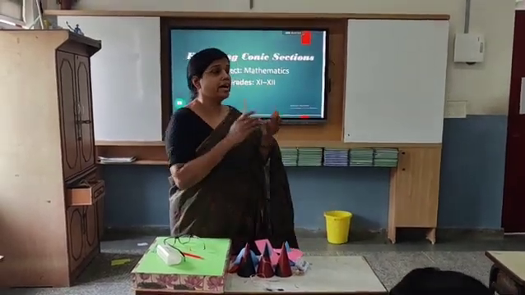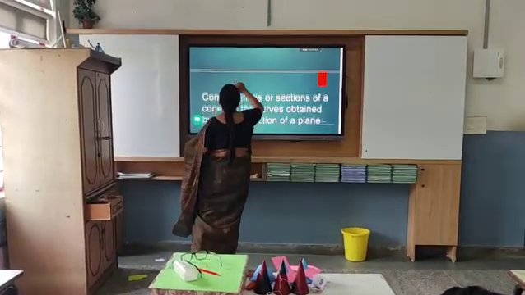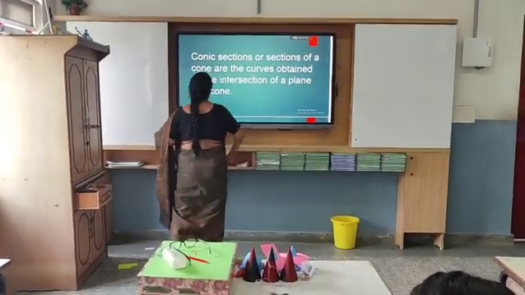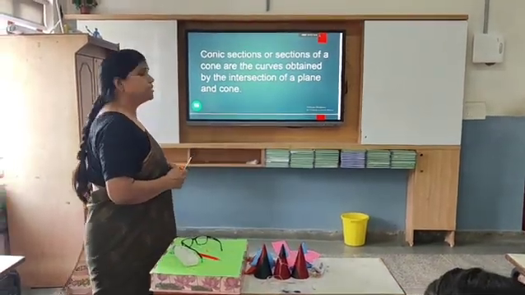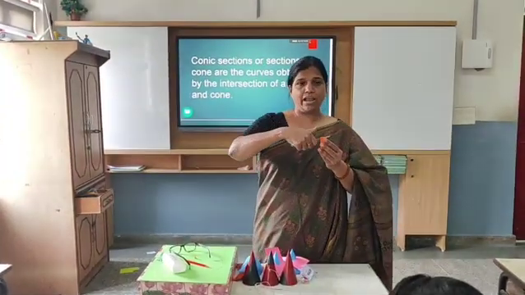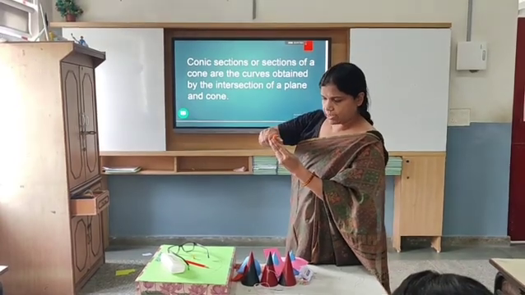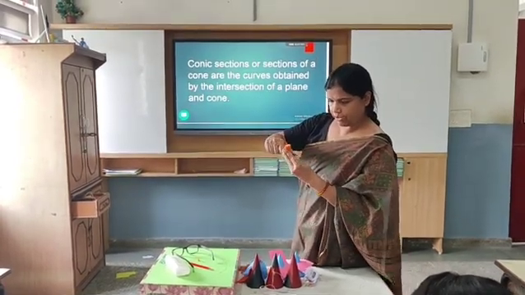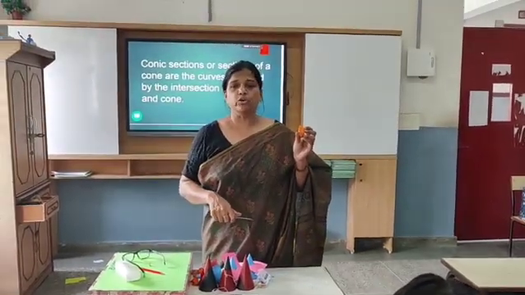When we cut the cone using different planes, we get different sections. These sections are referred to as conic sections. Suppose I am not taking the knife parallel to the base, I am taking it slightly tilted. So another type of section I am getting here. What is the name of this section?